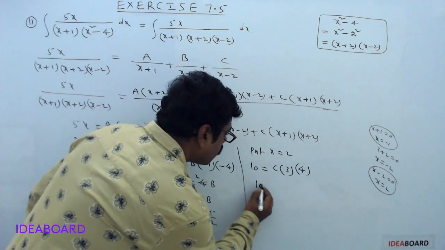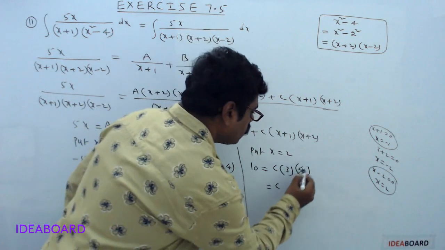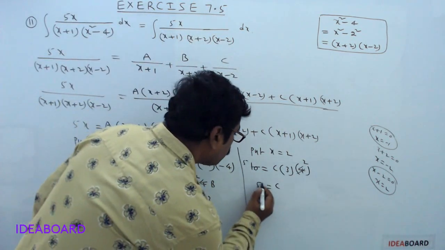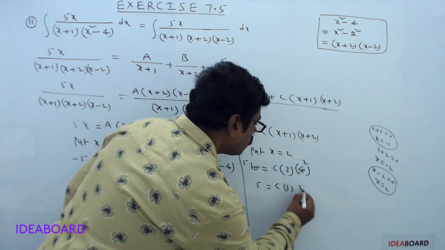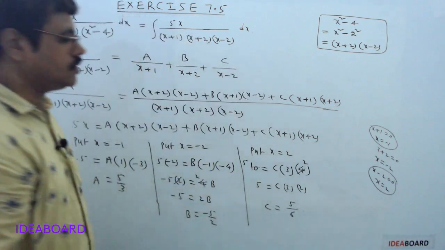Now this is 10 equal to, or you can cancel the constant 2. 2 into 2, this is 2 into 5. So 5 equals to c into 3 into 2. So c equals to 5 divided by 6.